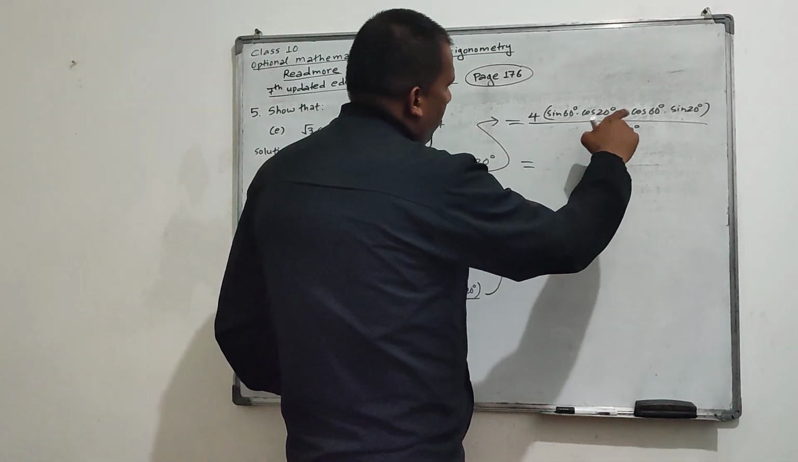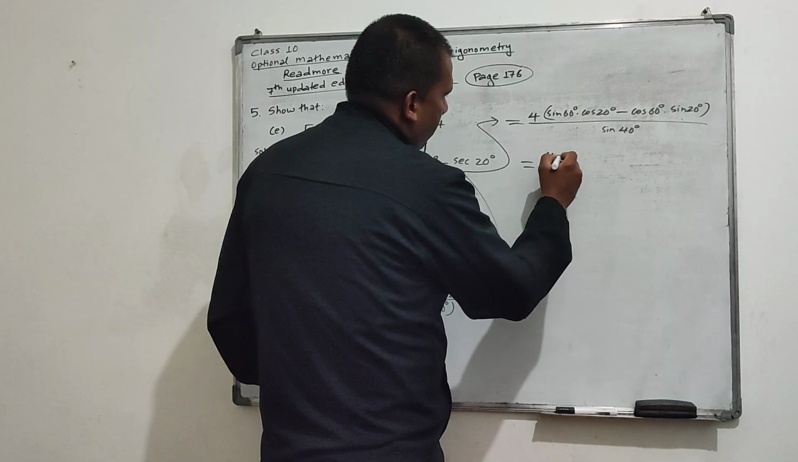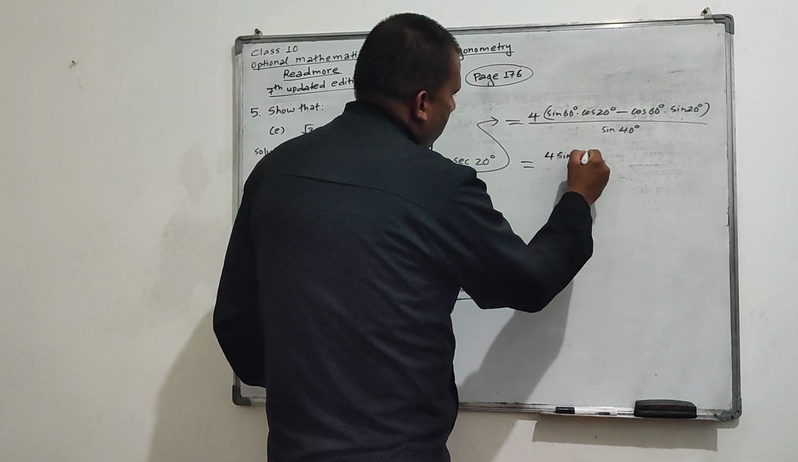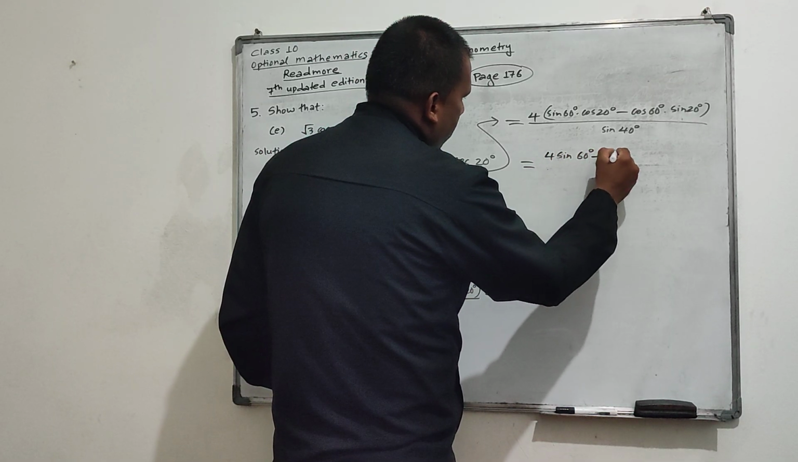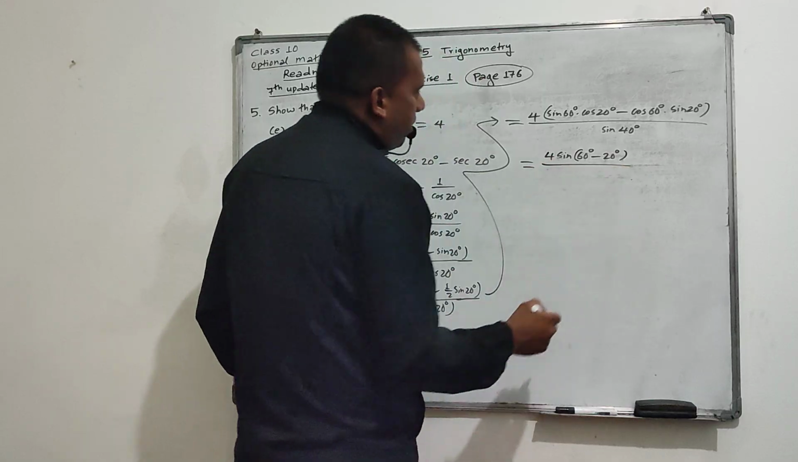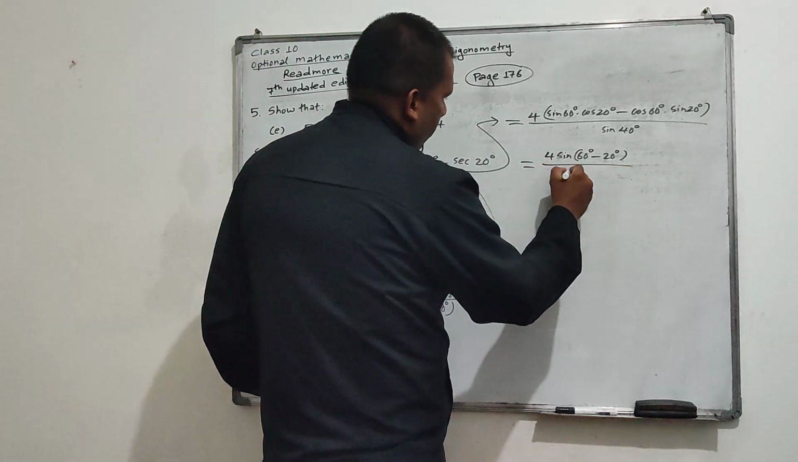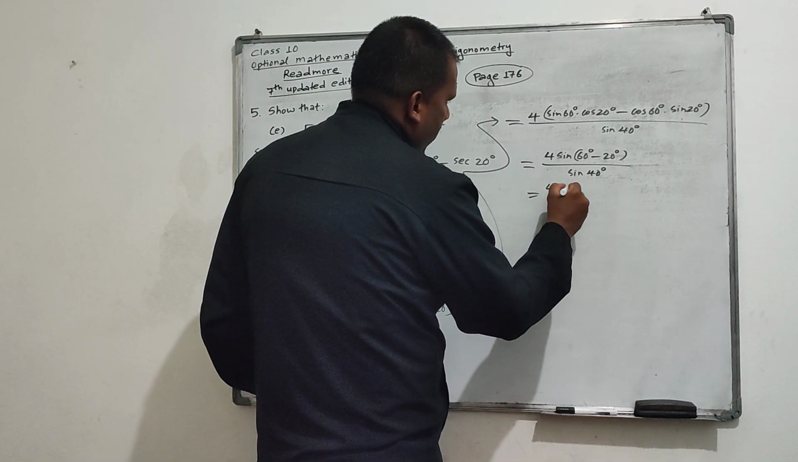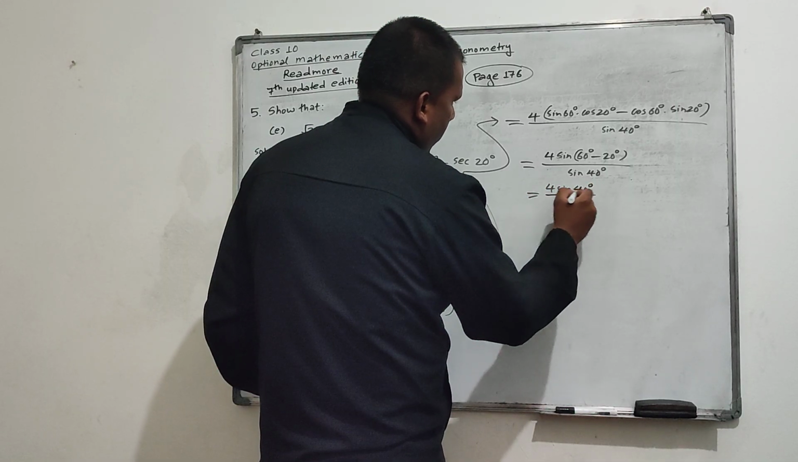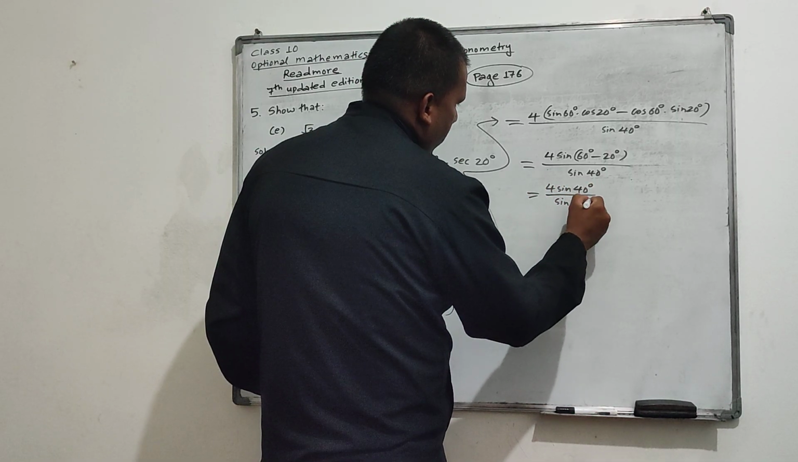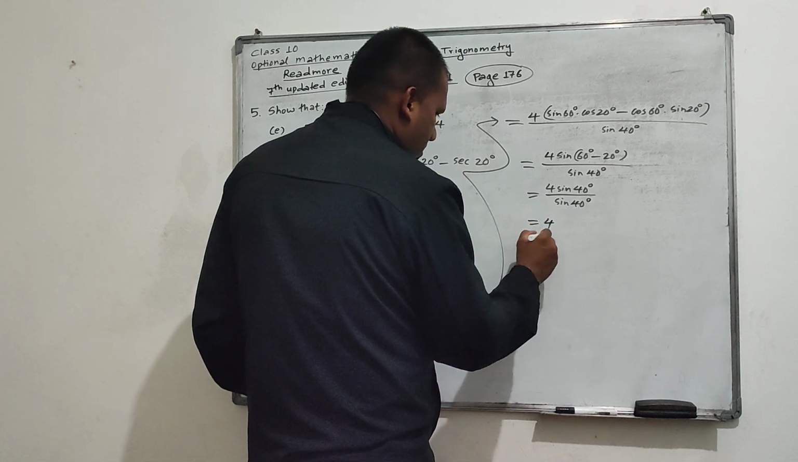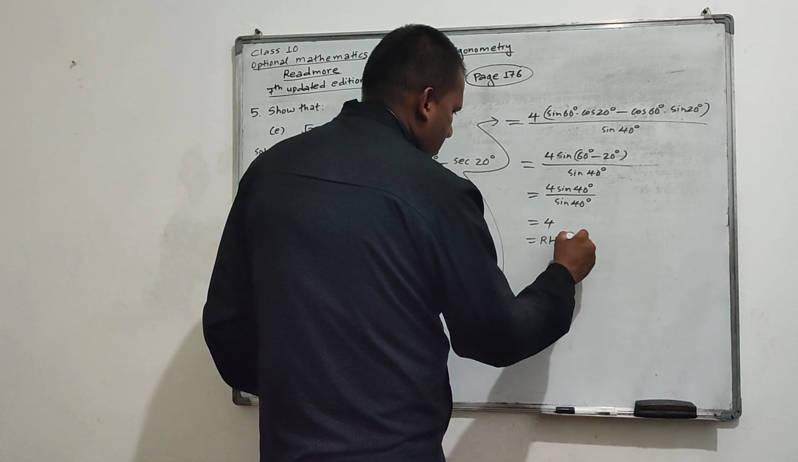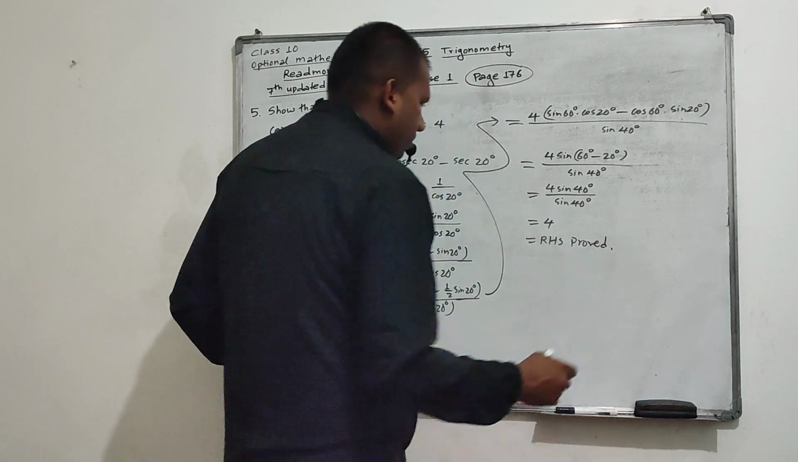Now sin 60 cos 20 minus cos 60 sin 20, sin A cos B minus cos A sin B. This is the form of sin A minus B. So here A means 60, B means 20. Sin 60 minus 20, whole upon sin 40. So sin 60 minus 20, 40 degree upon sin 40 is equal to 4. We get RHS, so it is proved.